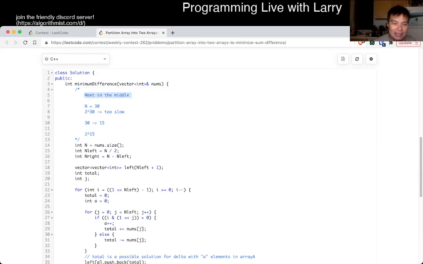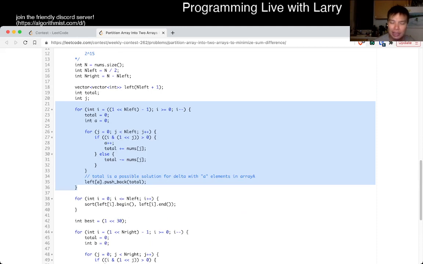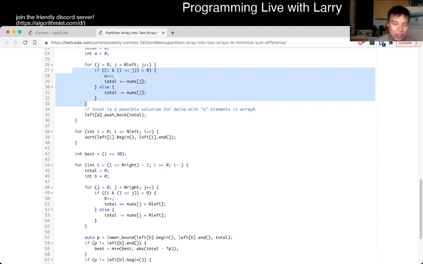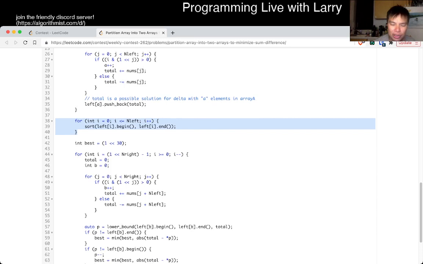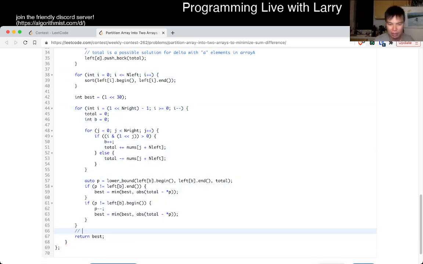So you can see that this is 2 to the n over 2 times n over 2, I guess, because this is this part. This is some sorting, which you could do the math on, but this is also 2 to the n over 2. So in total, this is actually going to be O of, I think maybe, n squared times 2 to the n over 2, which is for this problem going to be fast enough.